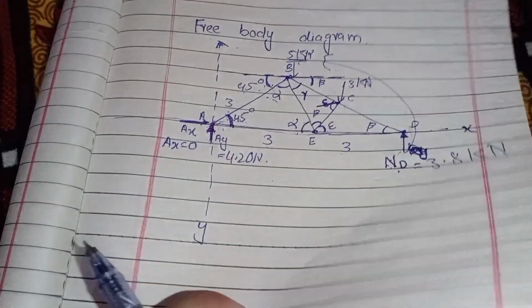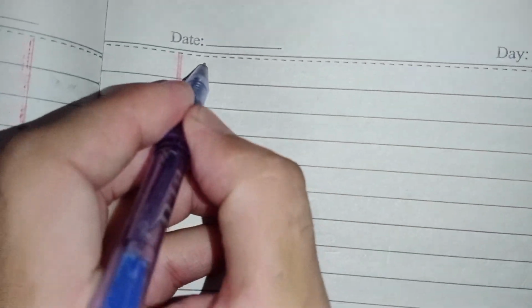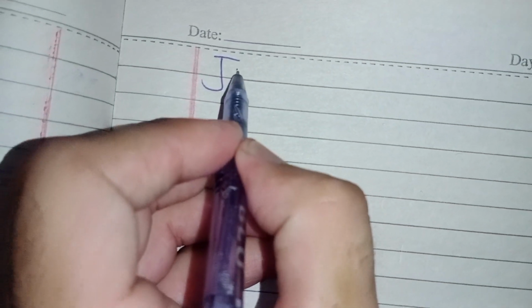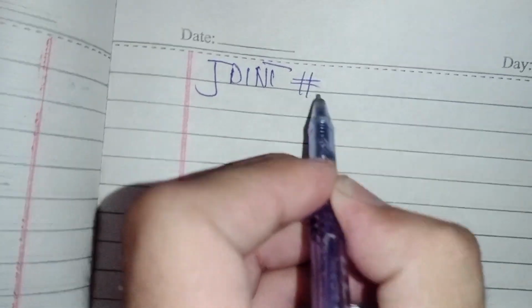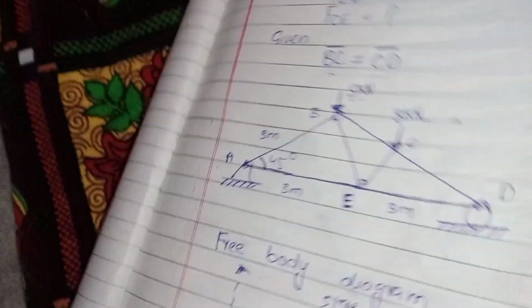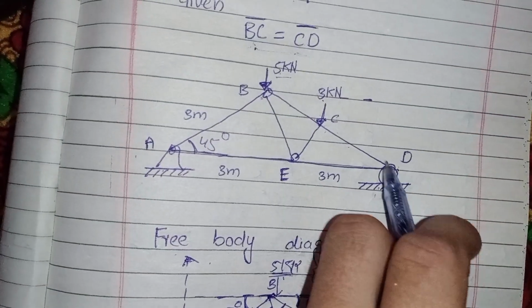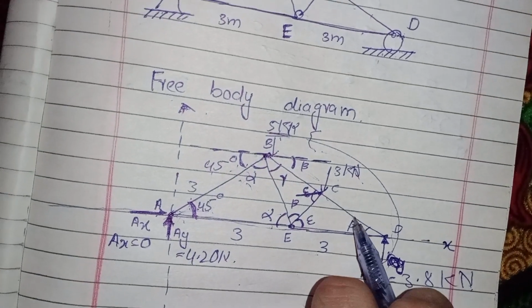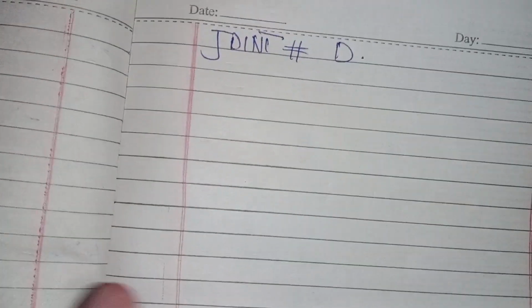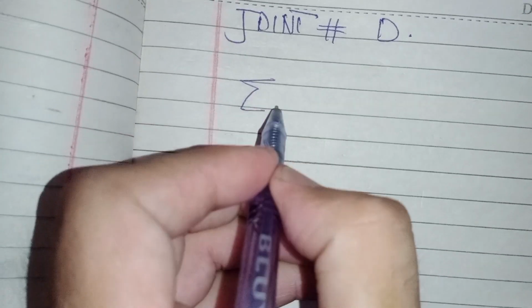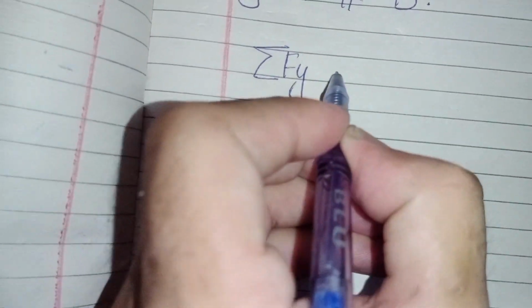Okay, now after that we will take joints. I want to take joint D, because at joint D there are two unknown forces and one known force. Okay, so summation of Fy, force in y direction equal to 0.